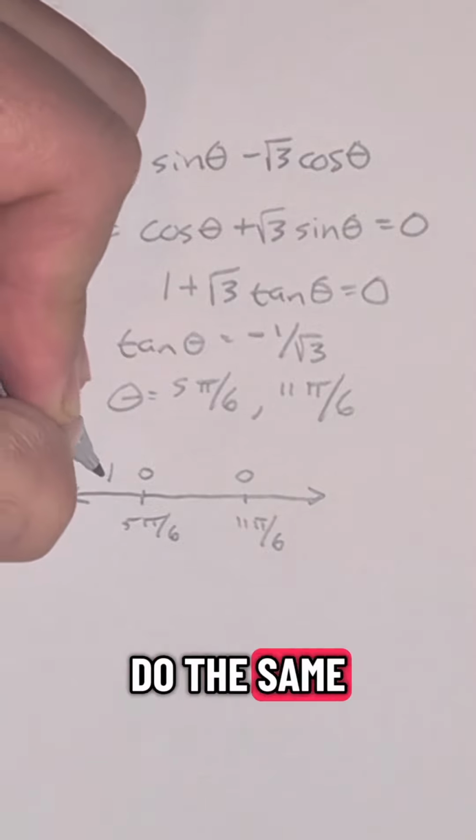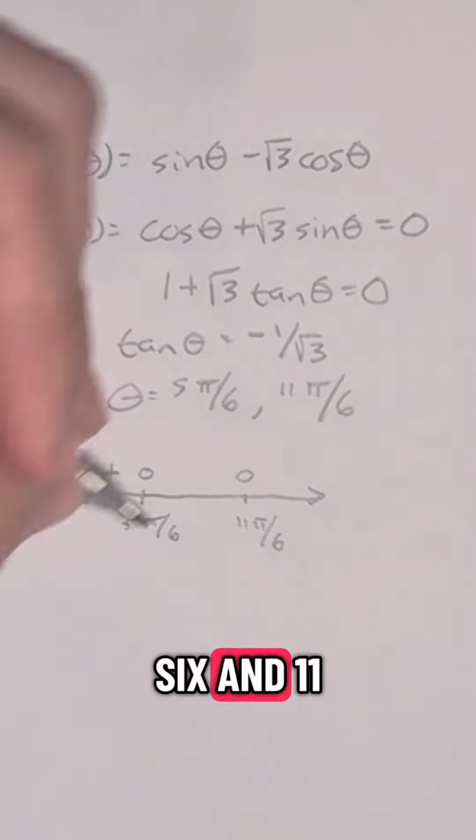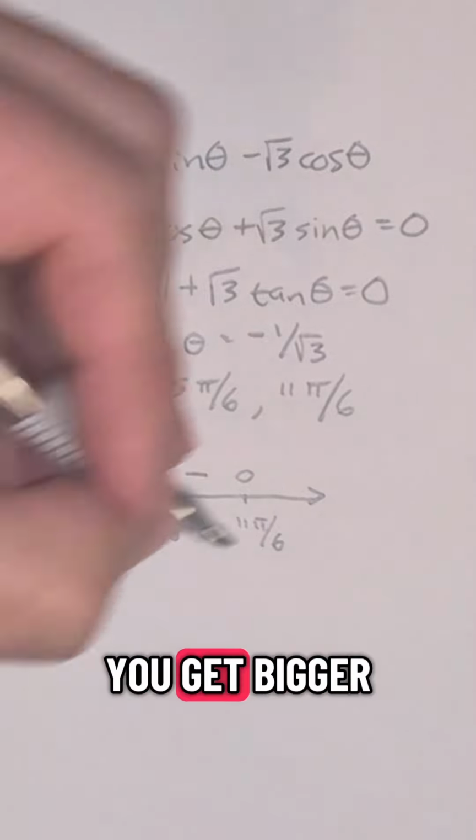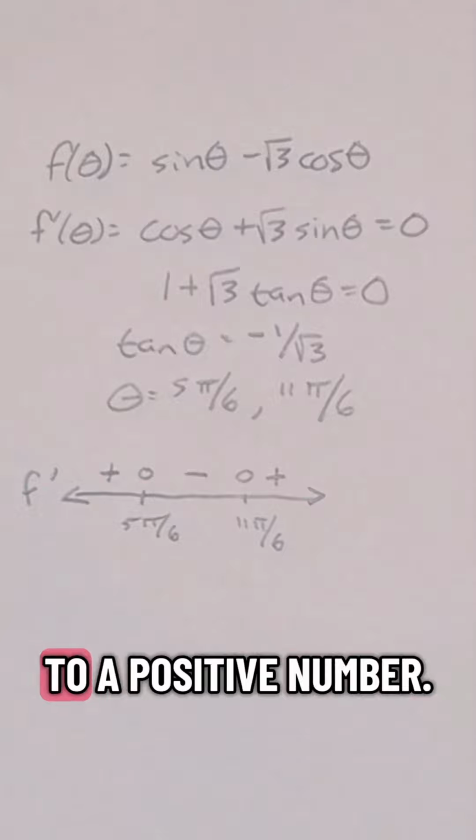We do the same thing for a number in between 5 pi over 6 and 11 pi over 6, like pi. That time you get a negative. And then when you get bigger than 11 pi over 6, you get back to a positive number.